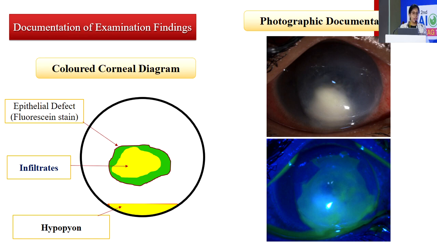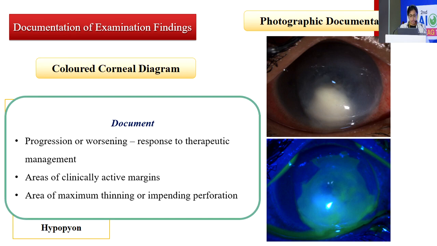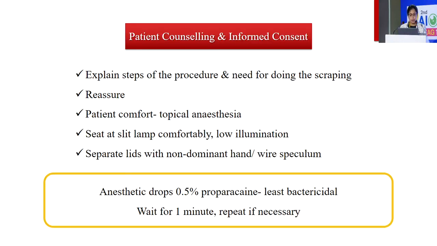Before you go ahead with scraping, you have to document the corneal findings. So a colored corneal diagram is what we teach our residents to document. Epithelial defect is shown by green, infiltrates by yellow, hypopyon, and a photographic documentation as well, because it will also help you assess if it's responding to treatment or not. And progression or worsening, areas of clinically active margin, areas of maximum thinning, impending perforation should all be noted.